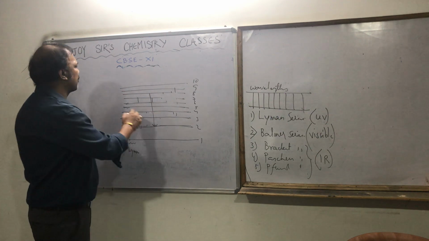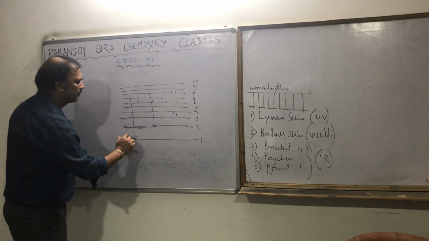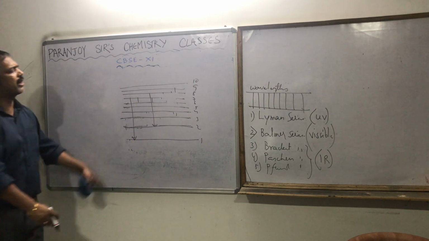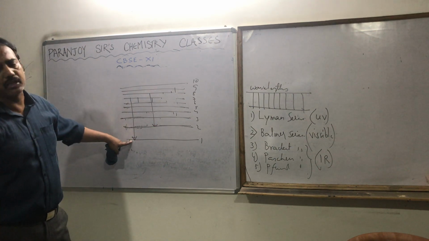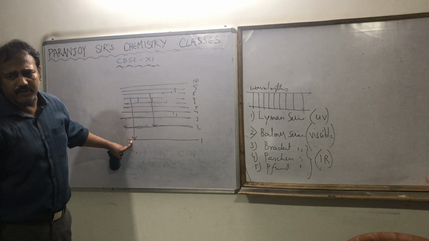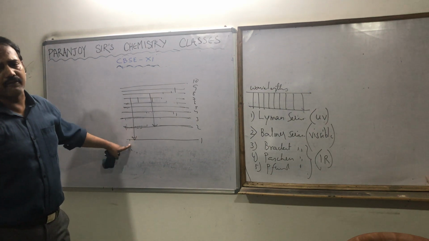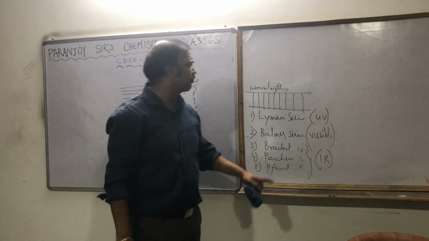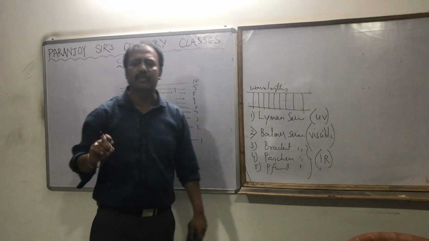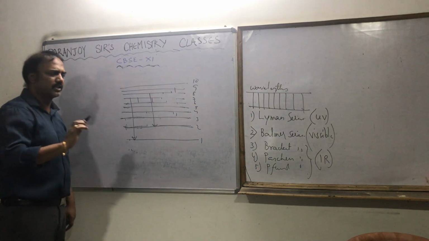If I ask you about this particular line, what series is it? From wherever it is falling, it is falling to level 1, the first level. So the first level, whichever electron is falling there and generating the line, is called what? It is called the Lyman series. So this is one of the lines of the Lyman series.